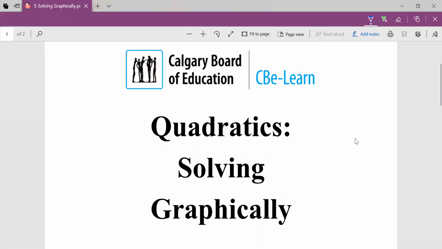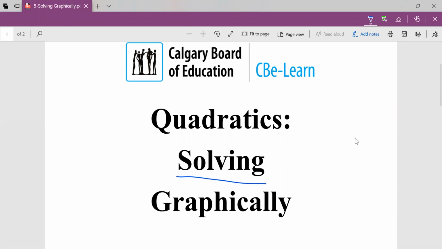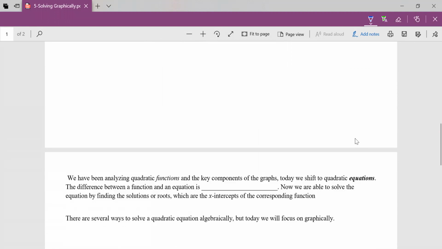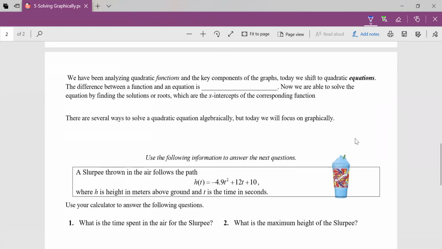What's up, 20-1s? In this lesson, we're going to start working on solving quadratics. Up until this point, all we've been doing is looking at the graphs and analyzing these functions. But now we're going to start solving so we can answer math's greatest question, right? What is x? So how can we solve?